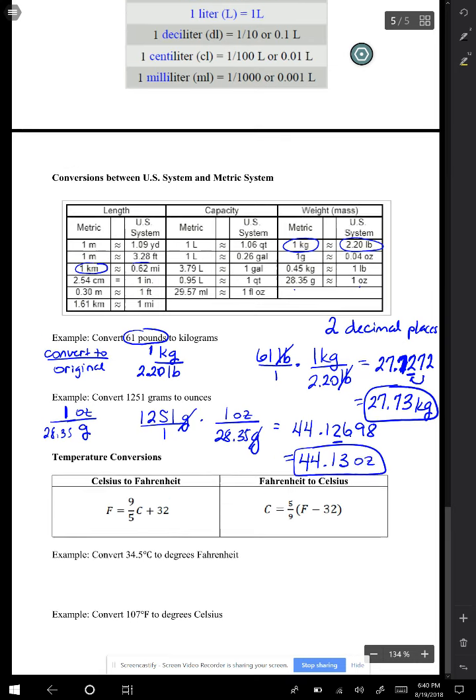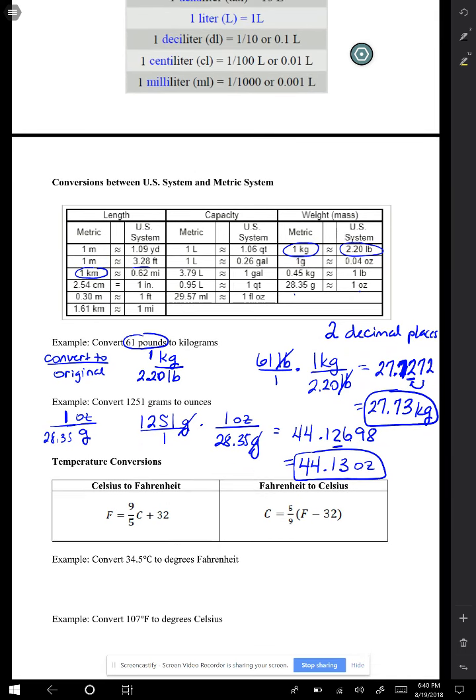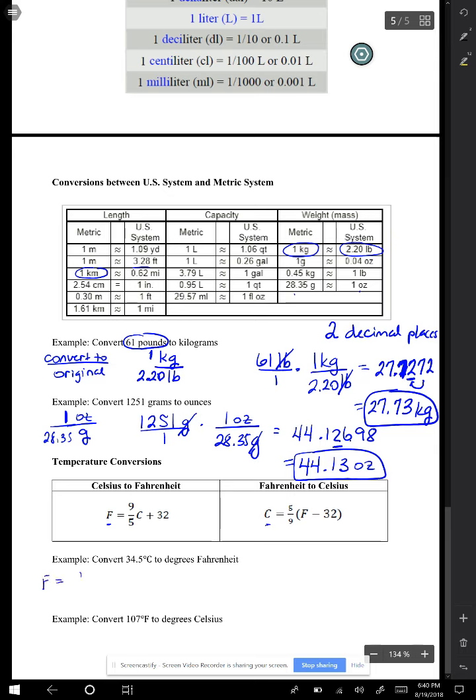Our last 2 examples have to do with conversions between Celsius and Fahrenheit. These will be different because we don't have a conversion factor, we actually just have a formula. So if we're converting to Fahrenheit, we're going to use the Fahrenheit equals formula. If we're converting to Celsius, we'll use the Celsius equals formula. The first one we want to convert to Fahrenheit. So we write our formula down.